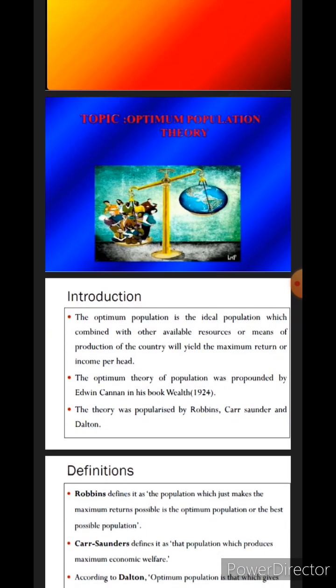Introduction. The optimum population is the ideal population which, combined with other available resources or means of production of the country, will yield the maximum return or income per head. It is the ideal population in which the resource base of a country gets maximum profit or return. The optimum theory of population was propounded by Edwin Cannan in his book Wealth, 1924. The theory was popularized by Robinson, Carl Saunders and Dalton.